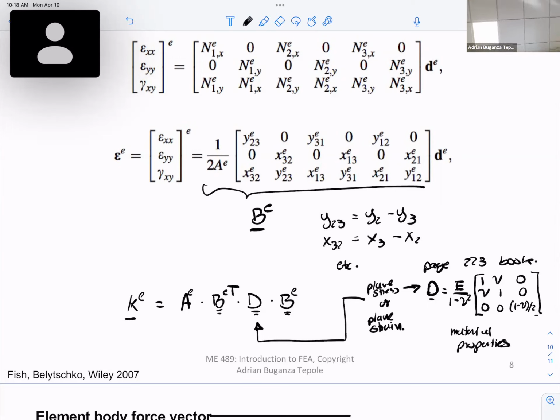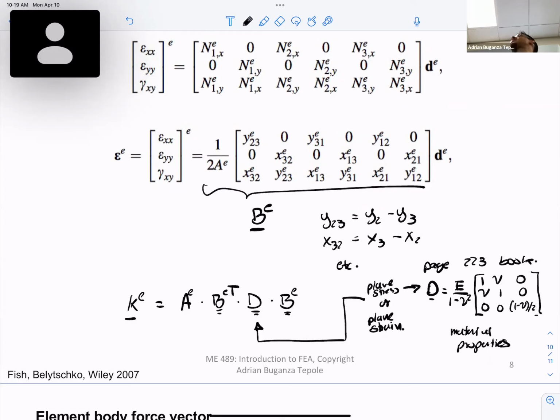And the reason it's not like the conductivity matrix is because this D matrix is what relates strains to stresses. So given the strain components, D times the strain components gives you the stresses. Questions? Cool. All right, so this is how you would calculate the stiffness matrix for the constant strain triangle.